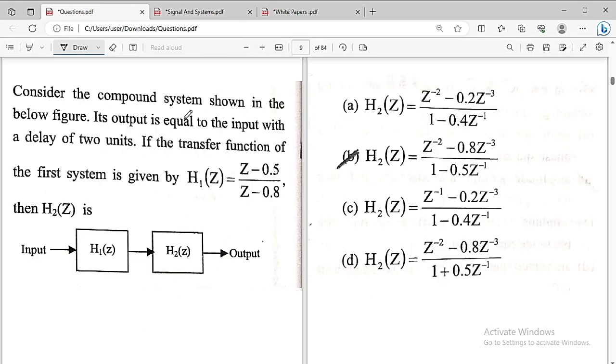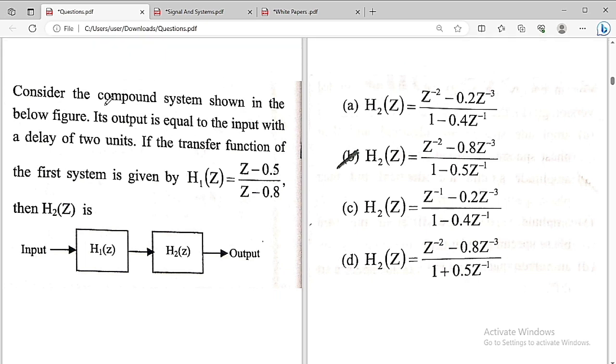Now we are going to discuss another question. See the question here. Consider the compound system shown in the figure below. Its output is equal to the input with a delay of 2 units. The transfer function of the first system is given by H1(z) = (z − 0.5)/(z − 0.8). Then H2(z) is?